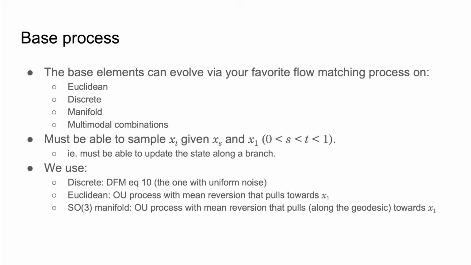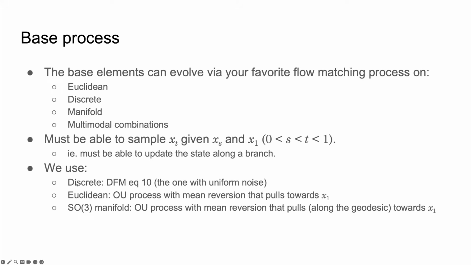So yeah, I've mentioned this base process a few times, and you can pick your favorite flow matching process. You can put it on Euclidean states, discrete states, manifolds, multimodal combinations. It doesn't really matter. The only thing you need that's a little bit extra to the standard flow matching setup is you must be able to efficiently sample an xt given an xs and an x1, where s can be greater than zero. So you need to basically update your step along internal branches as well, instead of just sampling where your endpoints are at 0 and 1 only.